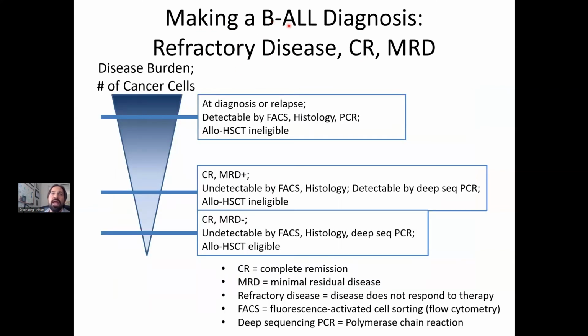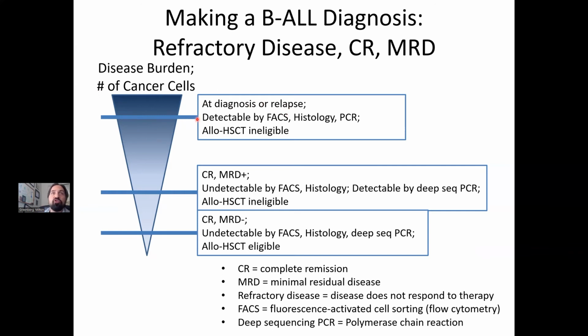So in making a B-ALL diagnosis, you're going to see different terms, and I want to walk through these terms in this slide. So refractory disease, clinical remission, complete remission, minimal residual disease. What is all of this? So I built this little tree here where at the maximum level, where you have the most amount of cancer cells, this is bad. Ultimately, you want to have no cancer cells down here. So if you have the maximum amount of cancer cells, this could be at diagnosis or at relapse. This means it's detectable by any technique.